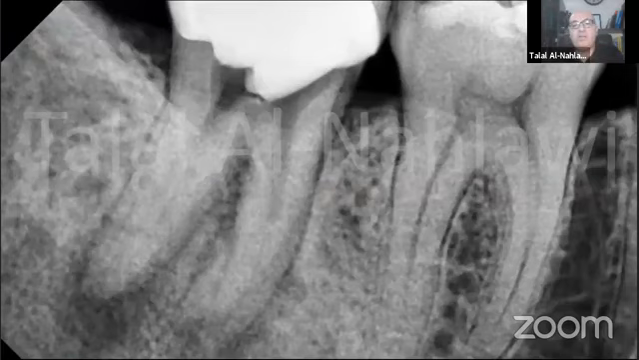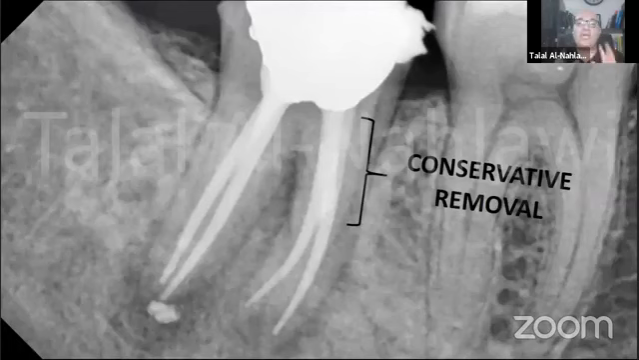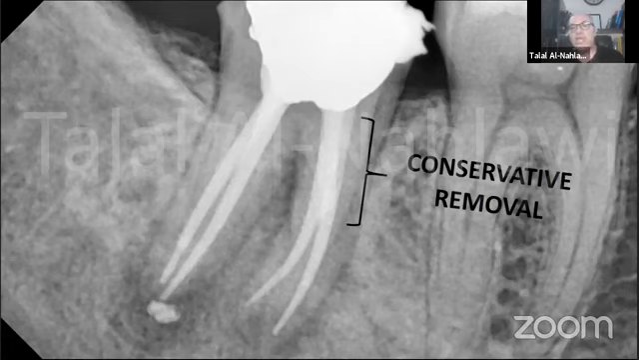And this is after removal, and this is the obturation. And you can appreciate that it is not too much to remove from the tooth structures. Again, if you practice removal of a broken file, you're going to have the benefits of removal and minimize the potential.